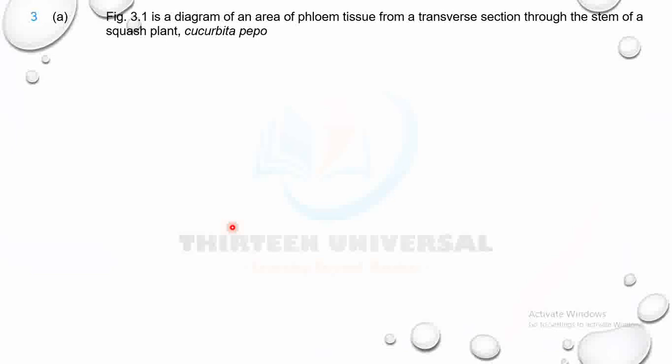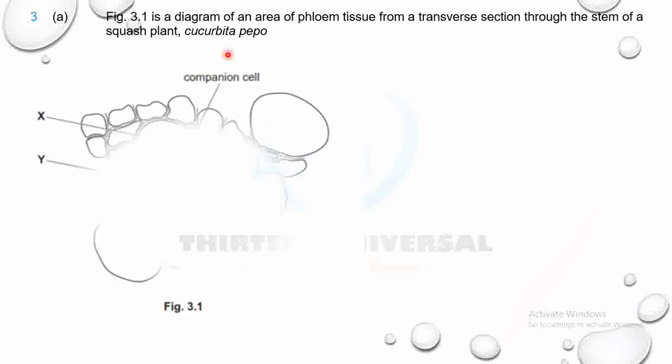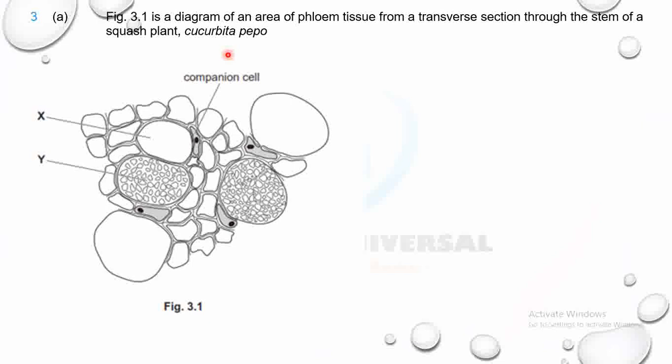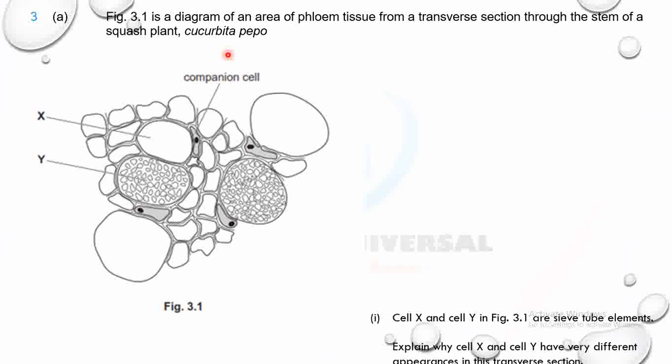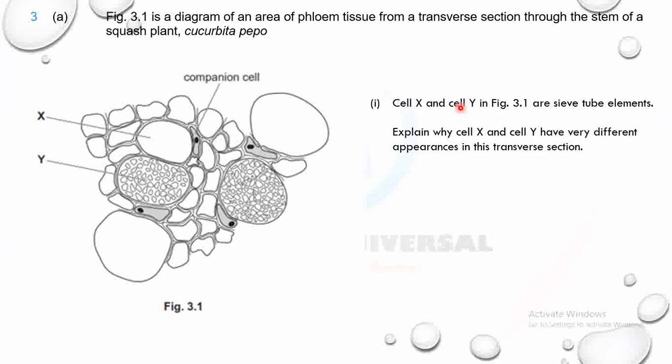Fig 3.1 is a diagram of an area of phloem tissue from a transverse section through the stem of a squash, Cucurbita pepo. Cell X and cell Y in Fig 3.1 are sieve tube elements. Explain why cell X and cell Y have a very different appearance and structure.